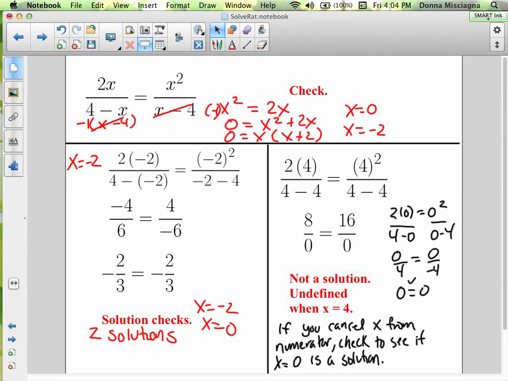Or if you don't want to reduce at all, you don't have to. Sometimes, though, this one wasn't too bad to solve as a cubic, but sometimes they can be really tricky. So be careful. You may want to reduce to make something easier, and then it's easy enough to check x equals 0 as a solution. All right.